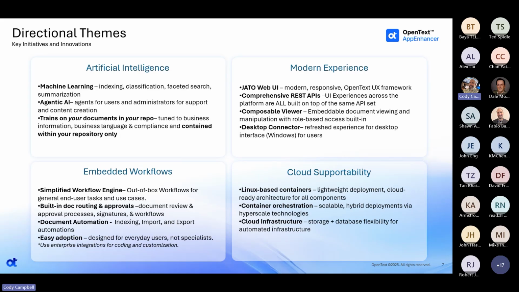Container orchestration and cloud infrastructure capabilities are all bundled in that supportability strategy. So we want to be able to deploy, we want to support cloud infrastructure, we want to support cloud orchestration. These are the 4 pillars for our directional themes for the product.